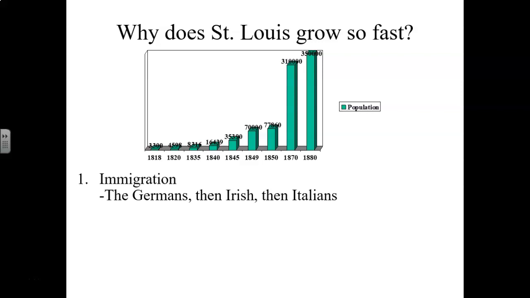By the early 1800s, we start to have the Germans come over. By the late 1840s, early 50s, we will have the Irish come, and then the Italians start to trickle in toward the end of this graph in the 1870s and 1880s. So immigration is a huge one, and the big 3 in the St. Louis area are going to be the Germans, the Irish, and the Italians, your GIIs.